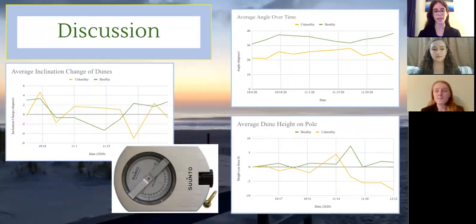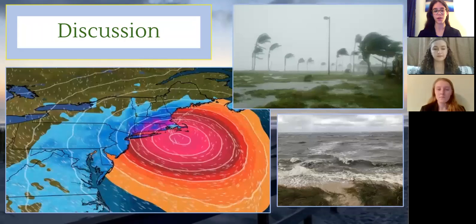Overall, the healthy dunes had a net increase in inclination angle, while the unhealthy dunes had a net decrease. The healthy dunes had overall less fluctuation in height and were less susceptible to erosion. The measurements on the poles themselves showed no significant difference between healthy and unhealthy dunes, possibly due to little increment changes week to week. Drastic changes occurred in November of 2020, where the area was hit with a nor'easter. The coastline experienced copious amounts of wind and rain, which could have contributed to the movement and erosion of sand and caused more drastic results in our data. Despite this, the data here still did not show any significant difference.